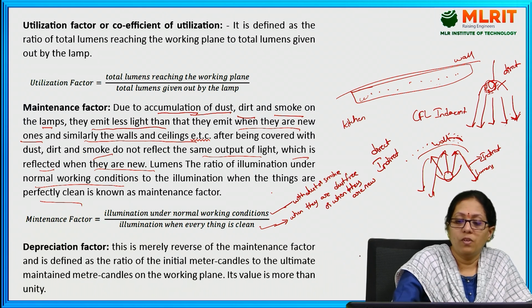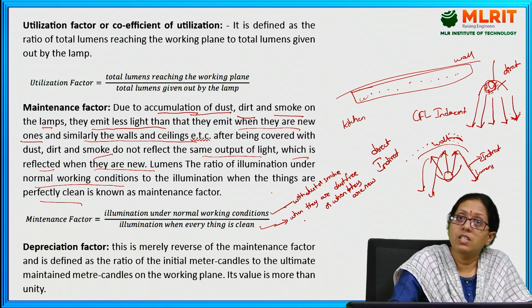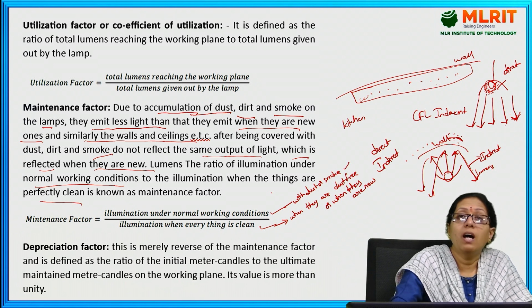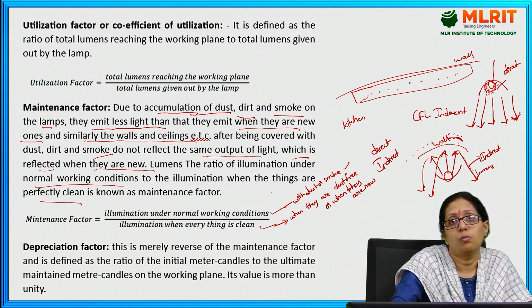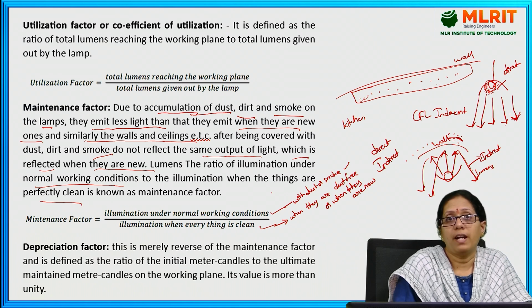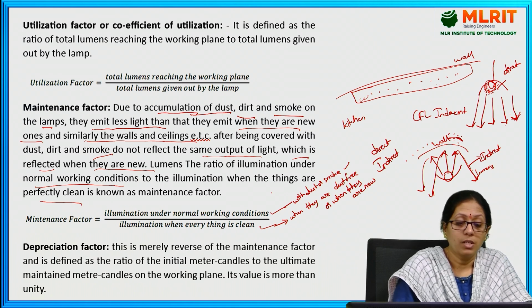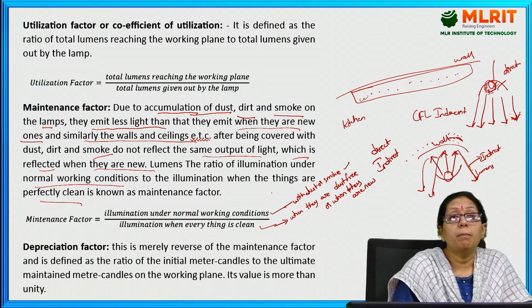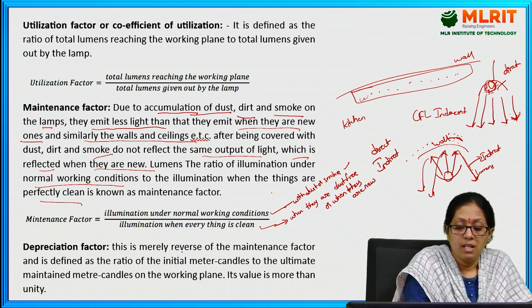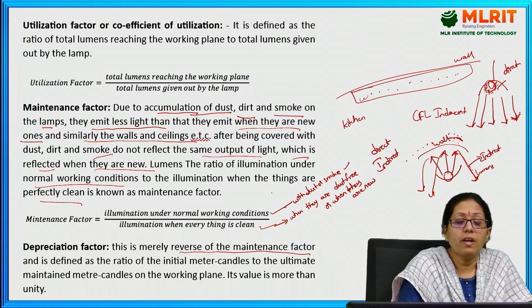Okay, so the ratio of when they are new, or dust free, to when they are with dust or smoke gives us the maintenance factor. The ratio of these two will give us the maintenance factor. Next one is depreciation factor. Depreciation factor is mainly the reverse of maintenance factor.